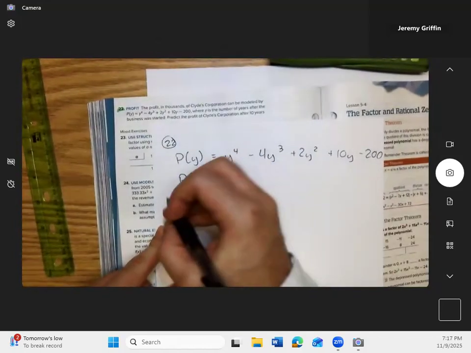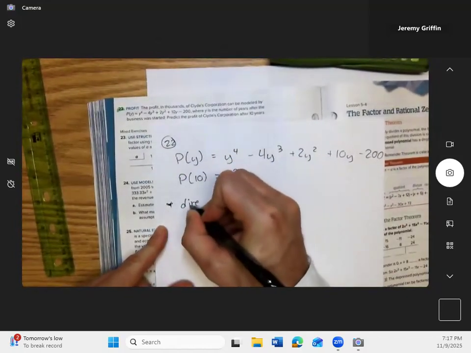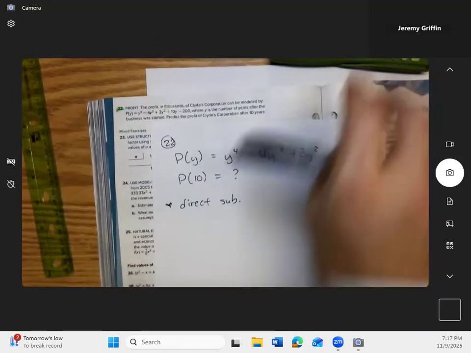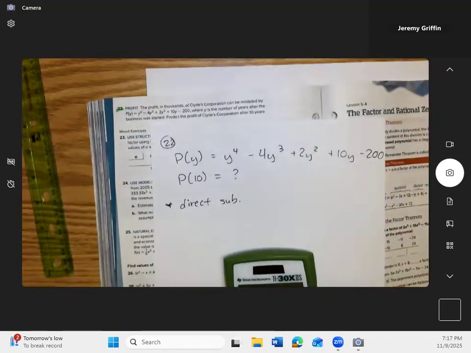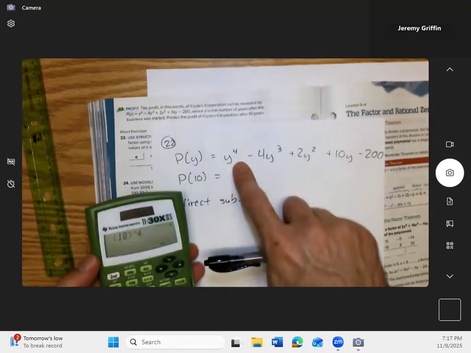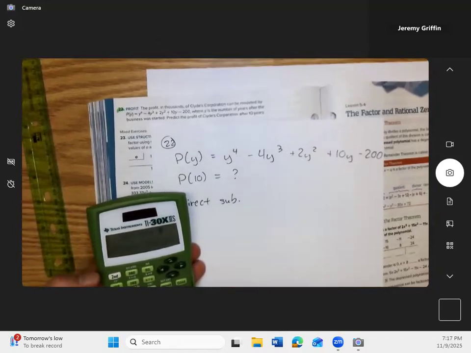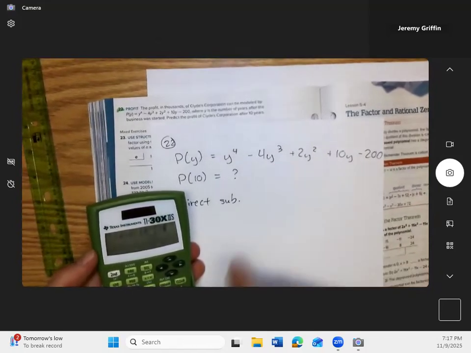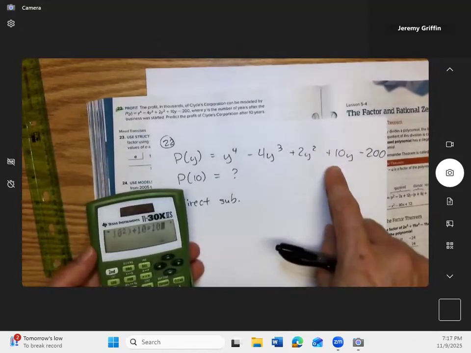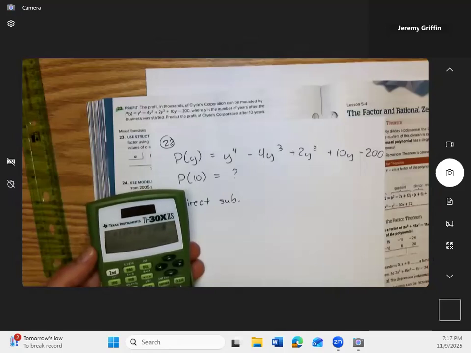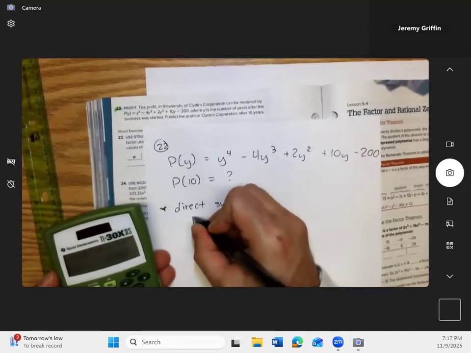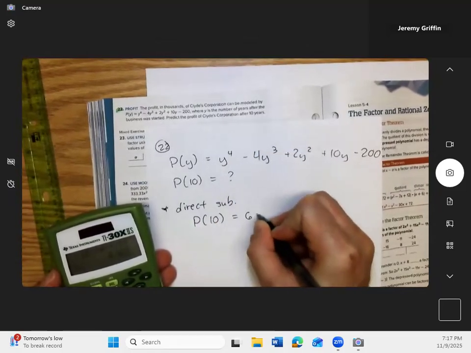Okay, so let's try three methods here. Do direct substitution and see what we get with this method. Everywhere I see a y, I'm just going to plug in 10. So that's 10 to the 4, minus 4 times 10 to the 3, plus 2 times 10 squared, plus 10 times 10, minus 200. All right, I get P of 10 equals 6100.